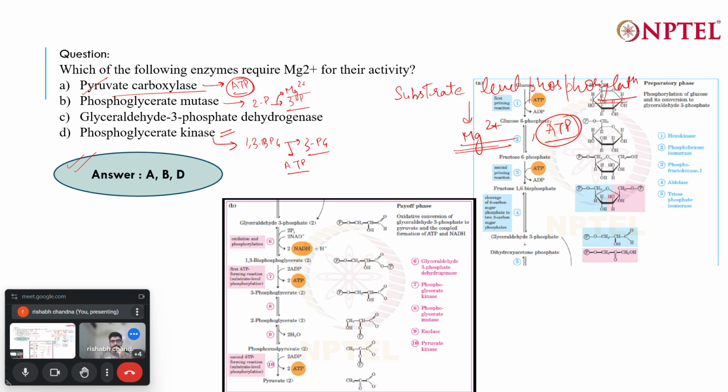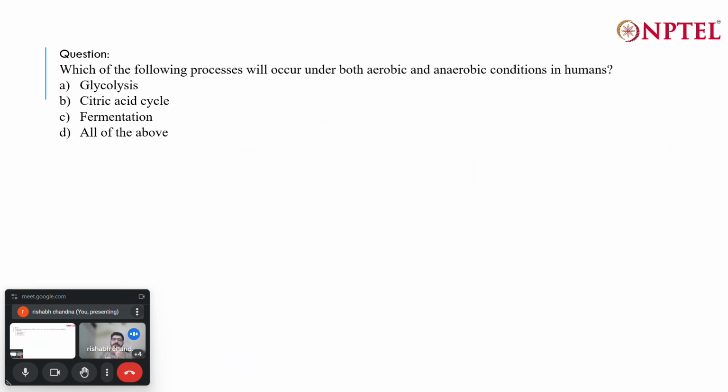Okay, if not, then we'll move on to the next question. Which of the following processes will occur under both aerobic and anaerobic conditions in humans? So what can be the correct answer?